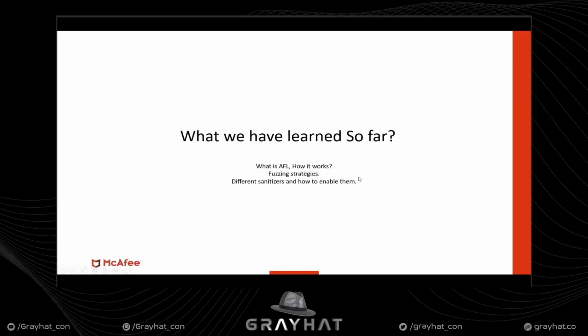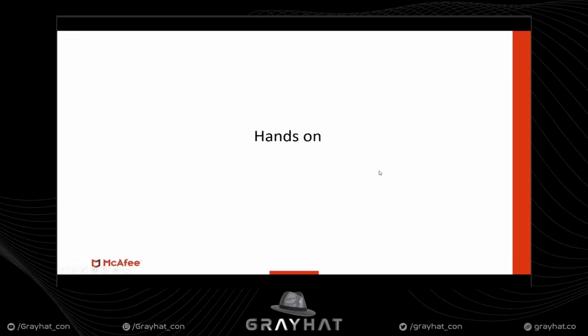Let's move on. So, what have we learned so far? We have seen what AFL is, how it works, how it instruments the program, and how it checks the coverage. Then we have also seen the different fuzzing strategies. And then we have seen the different sanitizers, how we enable them, and how we compile our program using sanitizers, and the different compile directives for them. Now let's move on and do some hands-on.